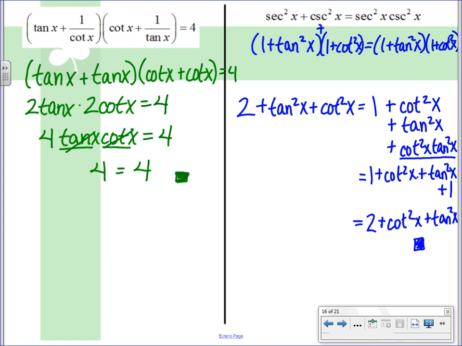When you're ready, go ahead and flip or continue to play. It will flip to the next slide, pause it, try it on your own, and then you'll see my solution.